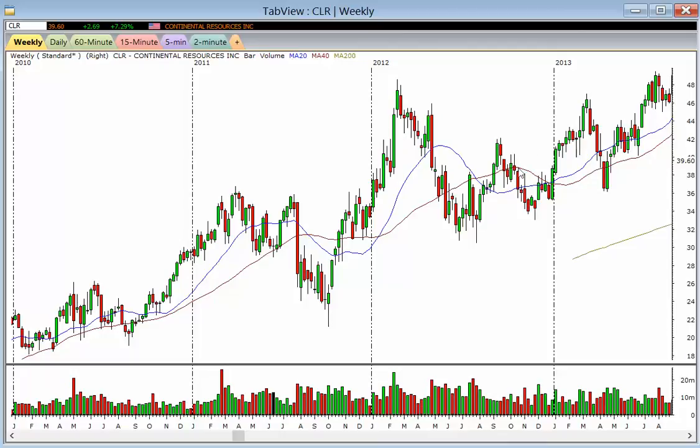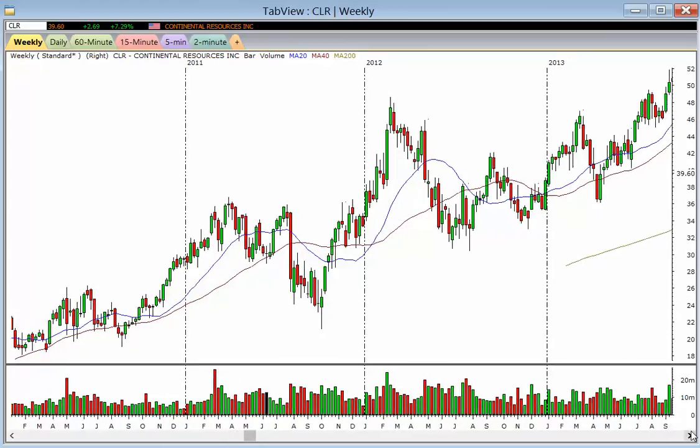You've got a larger kind of a cup with handle, right? The cup and handle is pulling back here in low volume. You're looking to buy it here, and say you buy it right there. Okay, so now week to week, you're in this trade.